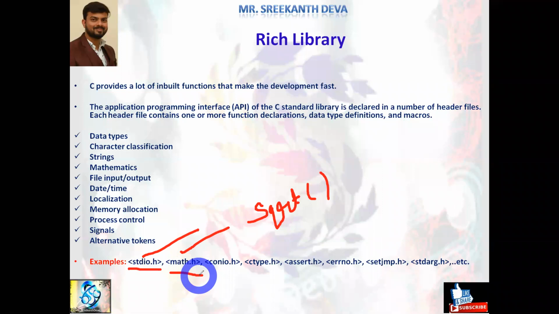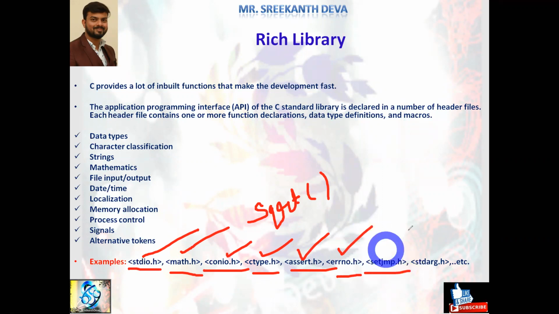Further, C provides a rich set of libraries. For console related operations, conio.h is there, the console input output header file. For character related operations, ctype.h. For assertion, assert.h. For error numbers, errno.h. Also setjmp.h, stdarg.h, and several other built-in header files are provided by C. Whenever we require, we just include that header file and utilize the built-in functionality for our business logic when developing particular applications.